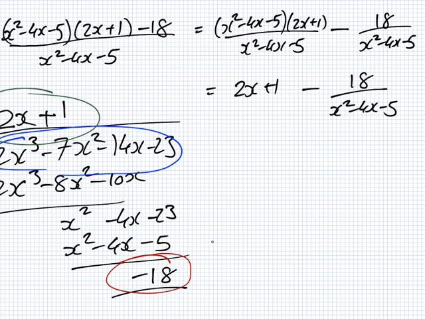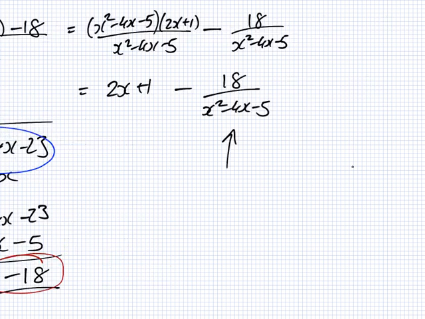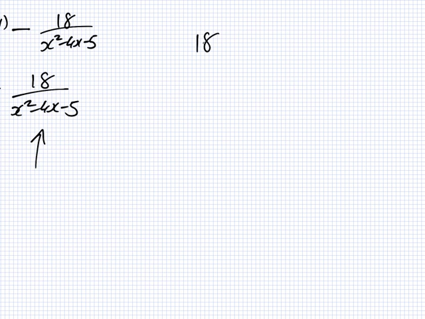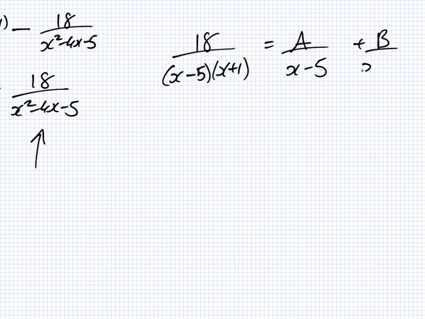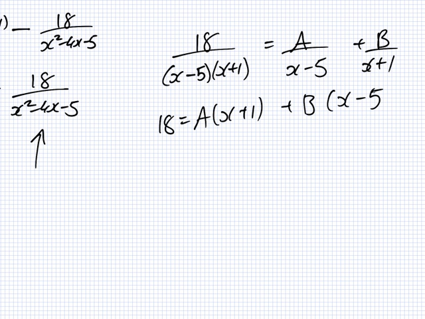So, let's look at this now on the side. So 18 over, what will this be? x minus 5, x plus 1. So this is equal to A over x minus 5 plus B over x plus 1. So you get 18 equals A(x plus 1) plus B(x minus 5). If I make x equal to 5, I get A is equal to 3. And then if I make x equal to minus 1, I get B equal to 3 as well.